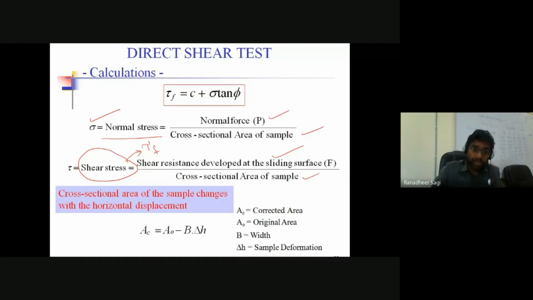Exactly speaking, if I need to know the correct cross-sectional area or correct surface of contact about which the shearing is happening, then this is the expression we can make use of. But in most cases you don't see this expression used for finding the correct area. They simply go by the initial area, or the original area itself. So what is that original area? 6 centimeter by 6 centimeter.